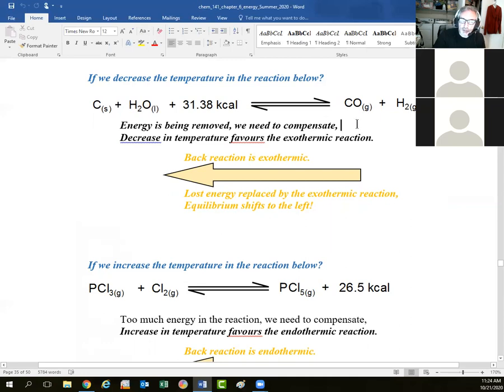So as temperature drops, we'll use up more carbon monoxide and hydrogen and turn it into more carbon and water and more energy. So the system is always finding ways to compensate for the change that's being forced on it. Equilibrium will move to the left, favoring that exothermic reaction.